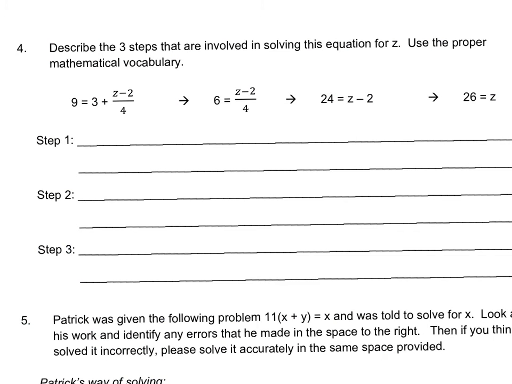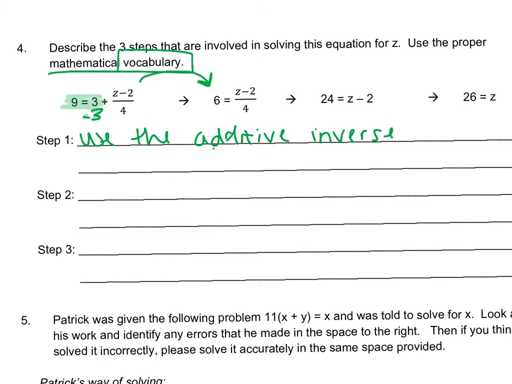The next part is more focused on processes and vocabulary. It says describe the stages that are involved in creating the equation for z. So step 1 is right here. I noticed we got rid of this 3 and my 9 became a 6. By subtracting 3, by saying minus 3, you use the additive inverse. That's the vocabulary I'm expecting to see. The additive inverse to eliminate the 3.